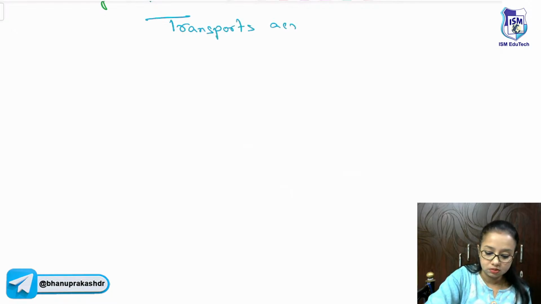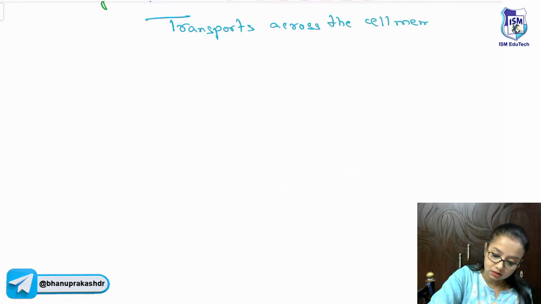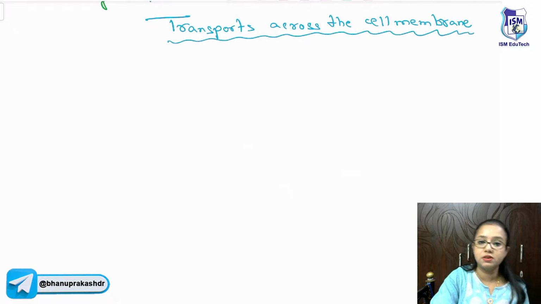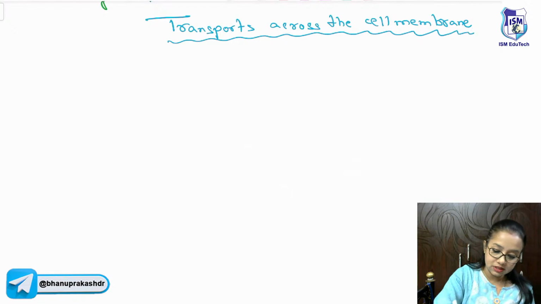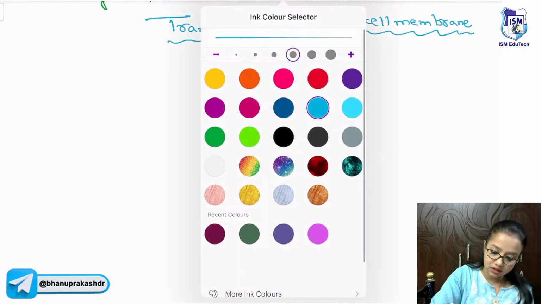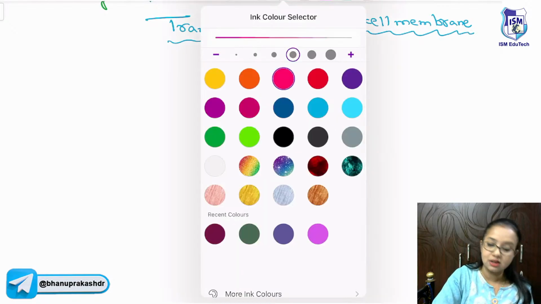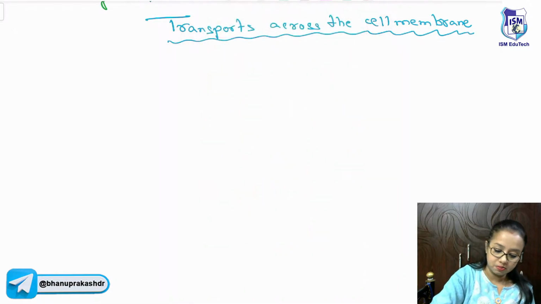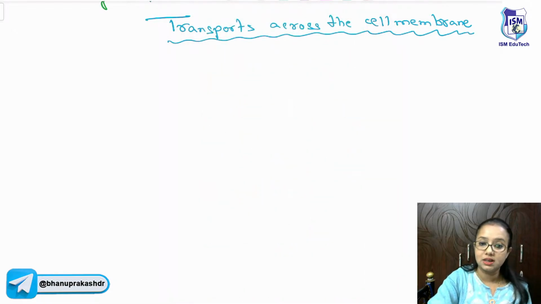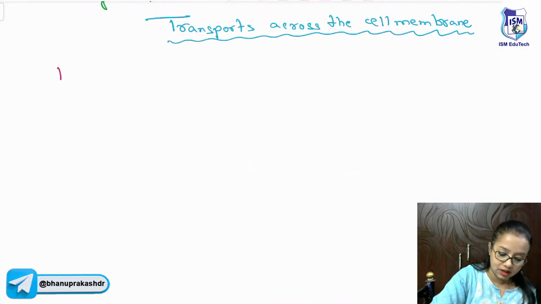Transports across the cell membrane. What are the different types of transport across the cell membrane? All the types of transport that are there in the cell membrane can be broadly classified into two types.